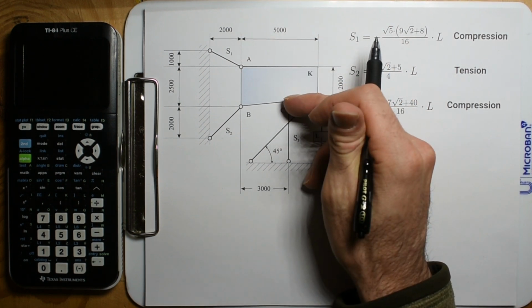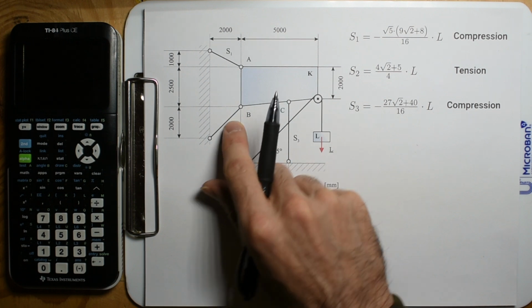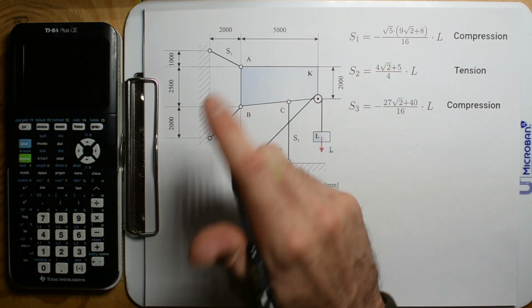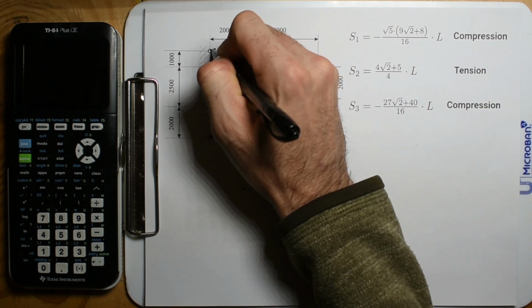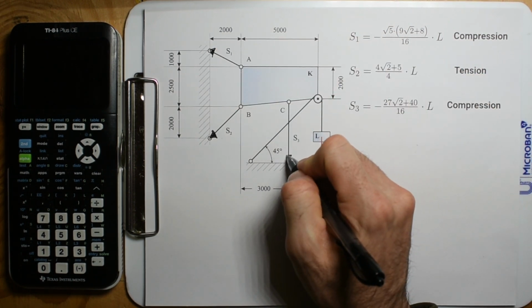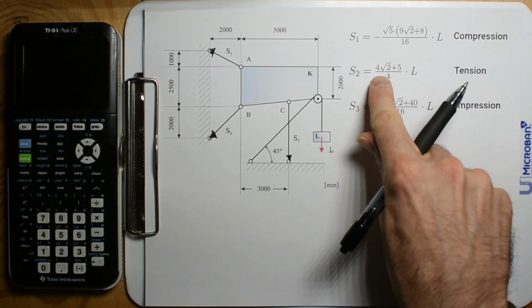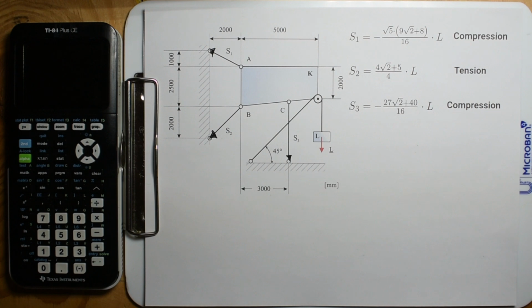These are rigid, but they're pinned connections, so they can only take tension or compression. First thing we're going to do is just make them all in tension, because that's kind of like the answer. If these are positive numbers, that's going to indicate tension. If these are negative numbers, that's going to indicate compression.